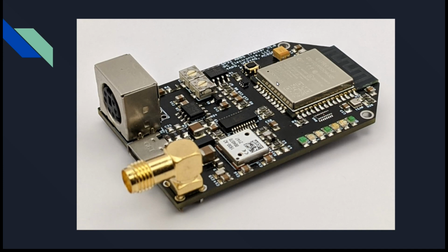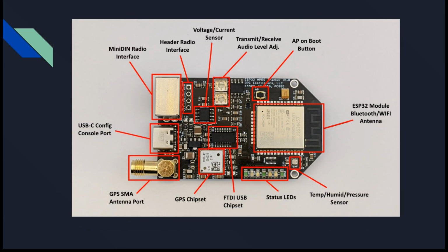So this is a picture of the current hardware. You can see the LEDs are all lined up here on one edge, and there's a boot button up towards the top here, or I'm sorry, that's the AP on boot button we've added, and the USB-C connector. Other than that, everything else has pretty much stayed the same as the previous hardware. This is just a little breakdown of the hardware that points out some key features. For example, the humidity and pressure sensor, the voltage and current sensor, and of course that AP on boot button that I mentioned.